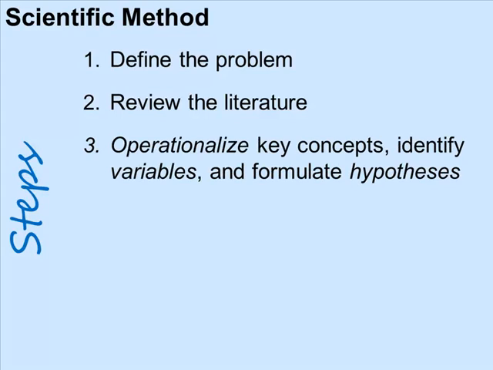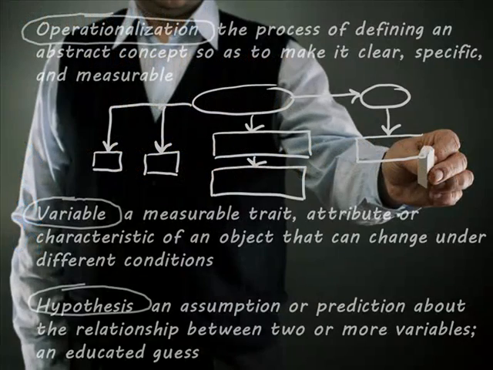Step 3. Operationalize key concepts, identify variables, and formulate hypotheses. Operationalization is the process of defining an abstract concept so as to make it clear, specific, and measurable. Operationalization is a big word, but it simply means to be specific. Let's say, for instance, your friend asks you, "Do you want to do something fun this weekend?" And you respond, "Operationalize fun, please." By fun, do you mean bowling, fishing, camping, going to a bar, or maybe going to the movies?